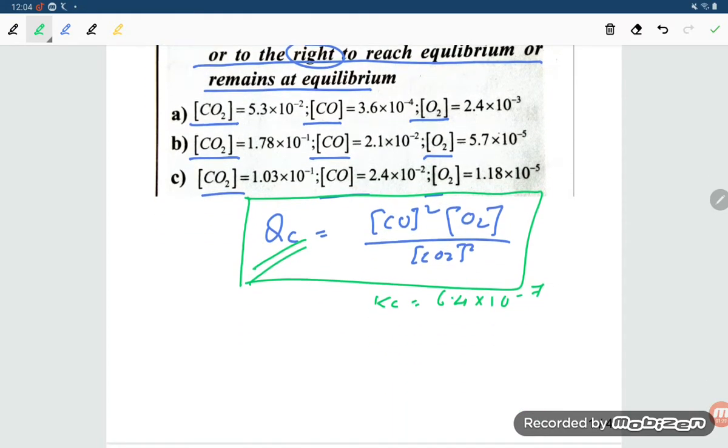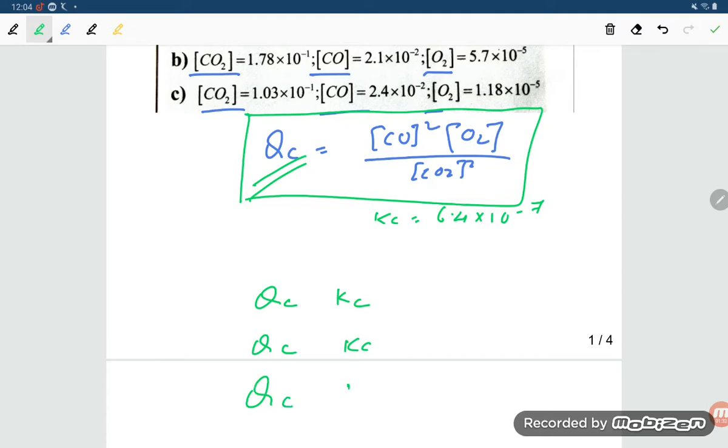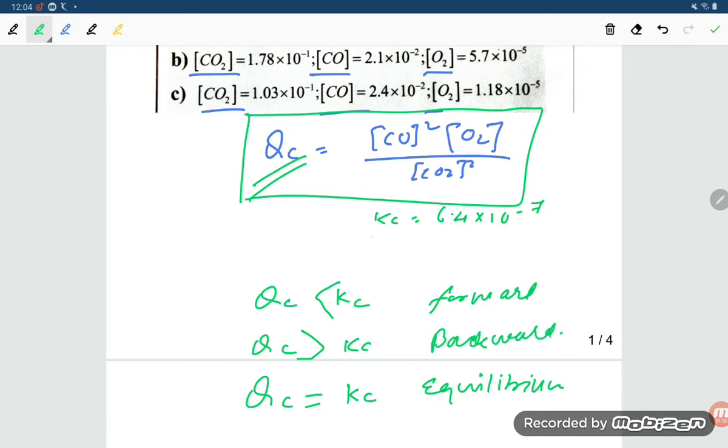So you check, students, the relation between Qc and Kc. Three relations are there. If Qc is equal to Kc, that is equilibrium. When Kc is more than Qc, that is the forward reaction. And when Qc is more than Kc, that is a backward reaction. So Kc is there, now Qc we have to calculate.